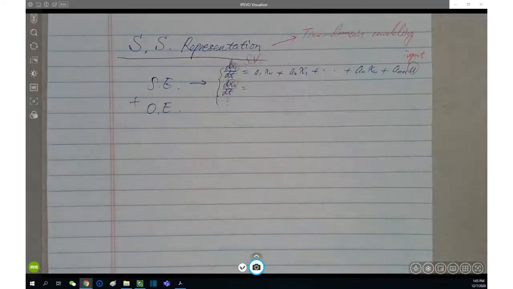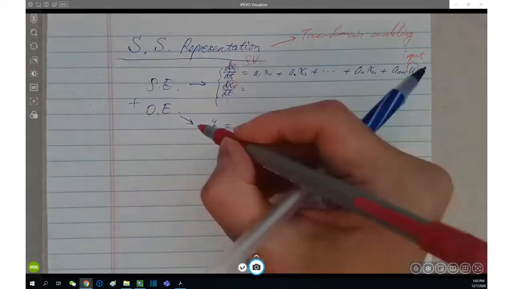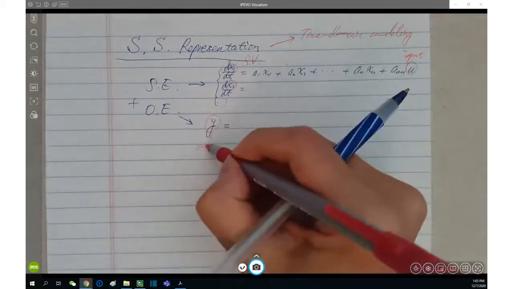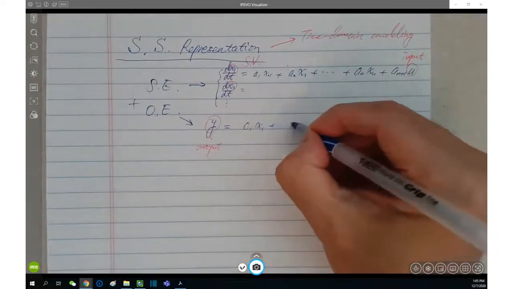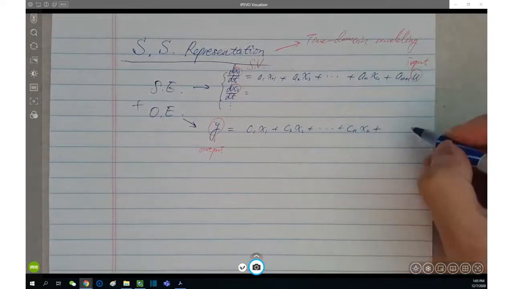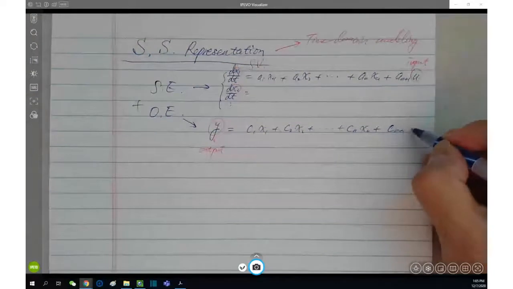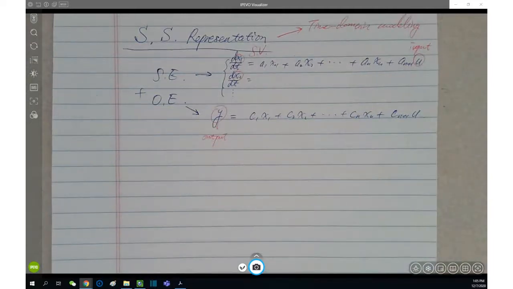And the output equation is what? The output equation is just the output, represented by letter y. It equals what? Also a linear combination of state variables and input. Output equals a linear combination of state variables and input. This is how we see the state space representation: state equations, a bunch of simultaneous equations, and one output equation.